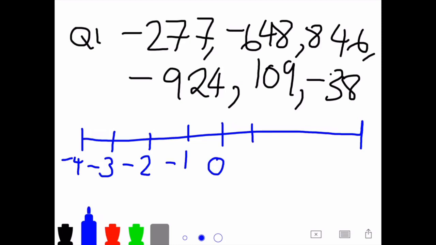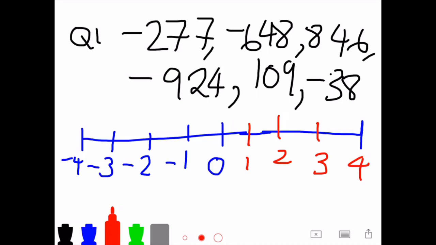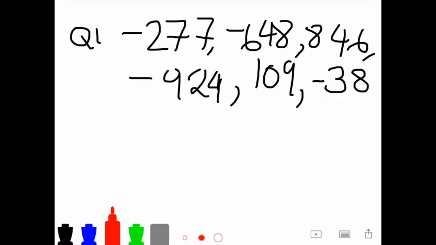Okay, so we're going to do the positives now. So it will be +1, +2, and +3, and lastly +4. And that +4 will be bigger than -1 because -1 is backwards and it's further down the number line. Okay, let's go back to the actual question. So we're actually going to look at the question.